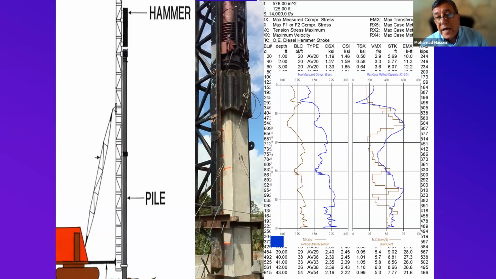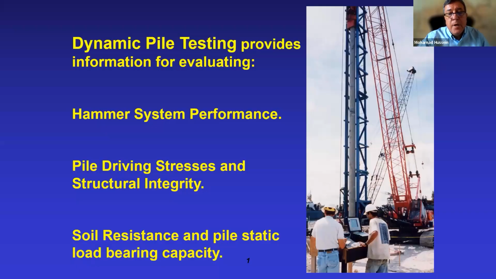Looking at the right-hand side, load-bearing capacity in blue versus penetration depth, and the blow count in brown versus depth as well. That's a complete record of this pile showing driving resistance, blow count, and static load-bearing capacity versus depth. That information is used to evaluate the hammer performance, the pile driving stresses and integrity, and also the soil resistance and pile static load-bearing capacity.